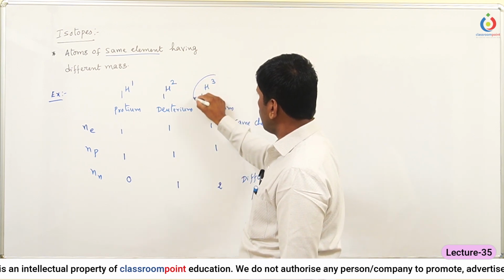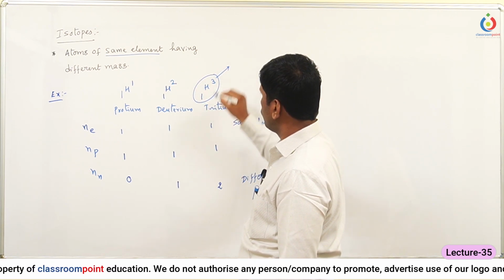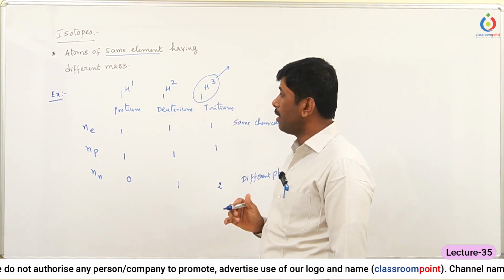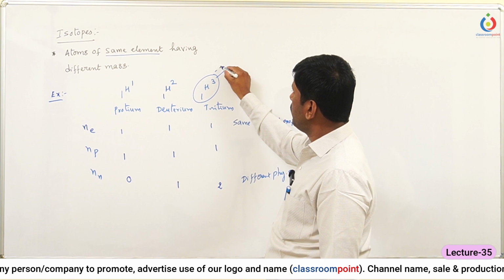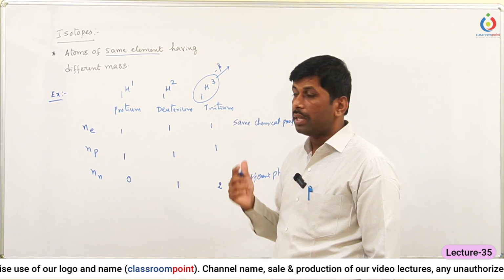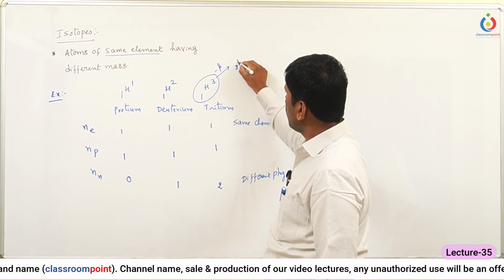Tritium is the radioactive isotope of hydrogen, which can release beta rays. Once an element releases beta rays, its atomic number increases, so it becomes 2He3.